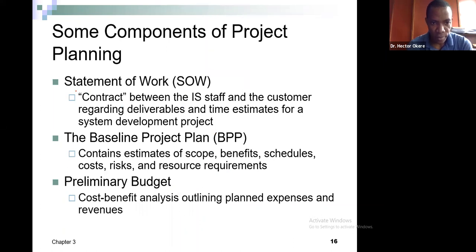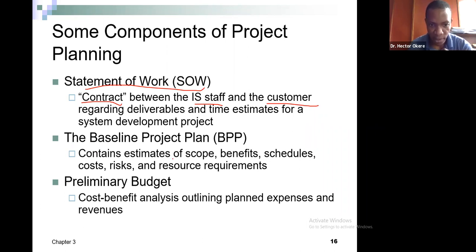Statement of work. I just explained about the contract with the client, right? That contract is called the statement of work. It's a contract between the IS staff and the customer regarding the deliverable. What will I deliver and how much time do I need to complete this project? The contract between IS staff and customer is what is called the statement of work. So you have to remember that.